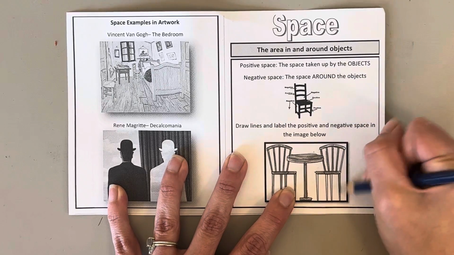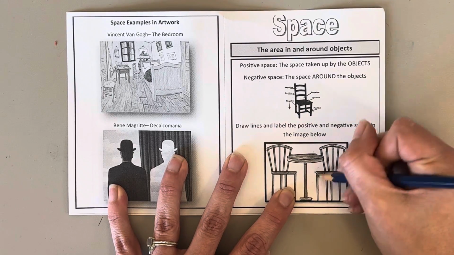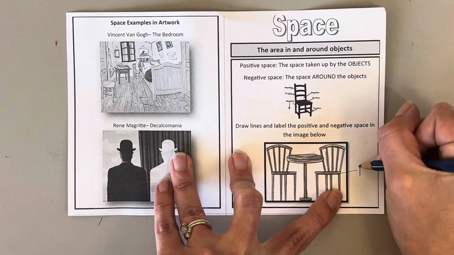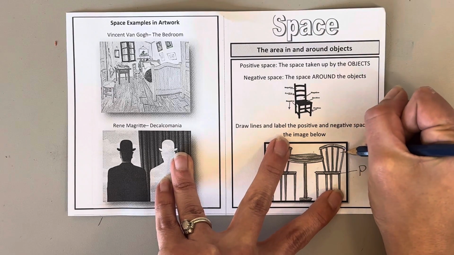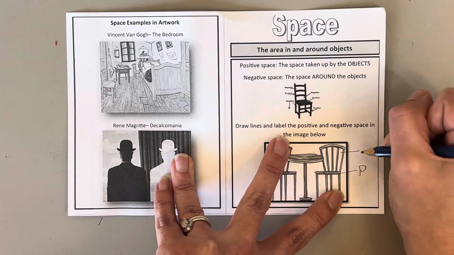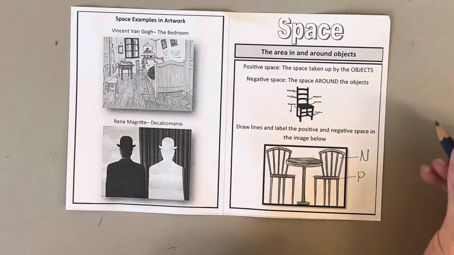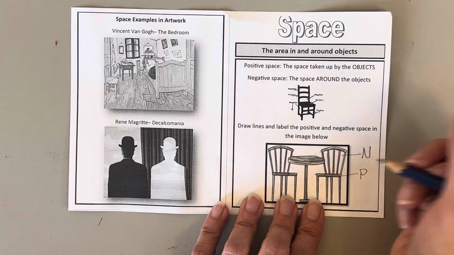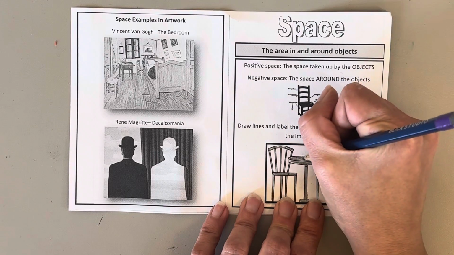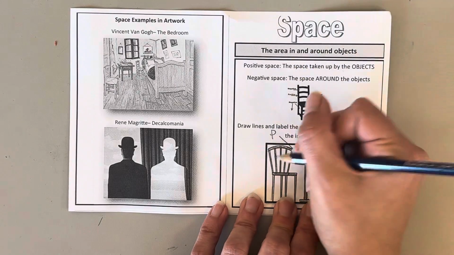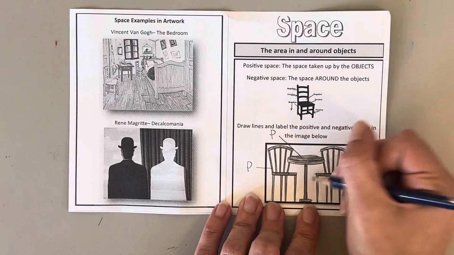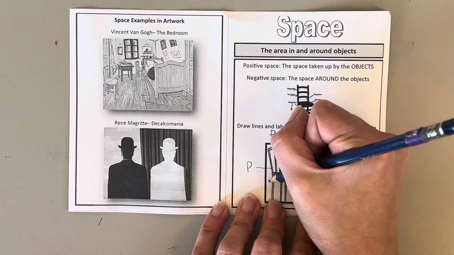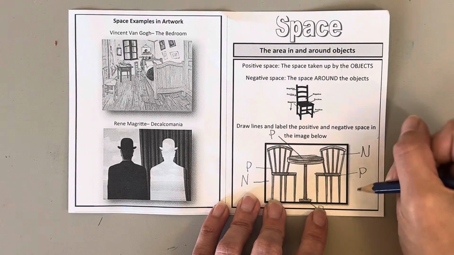Now we are gonna go through and label the spaces with lines as well. So we're going to draw a couple of lines, and I'm going to say P for positive, and then I'm going to draw a line to the space around the chair and say N for negative. Now you need to have at least 4 positives and at least 4 negatives. So let's go through, and we're just going to continue labeling positives until we have 4 positives, and then we are going to label negative so that we have 4 negative spaces. Let's go ahead and do this together.